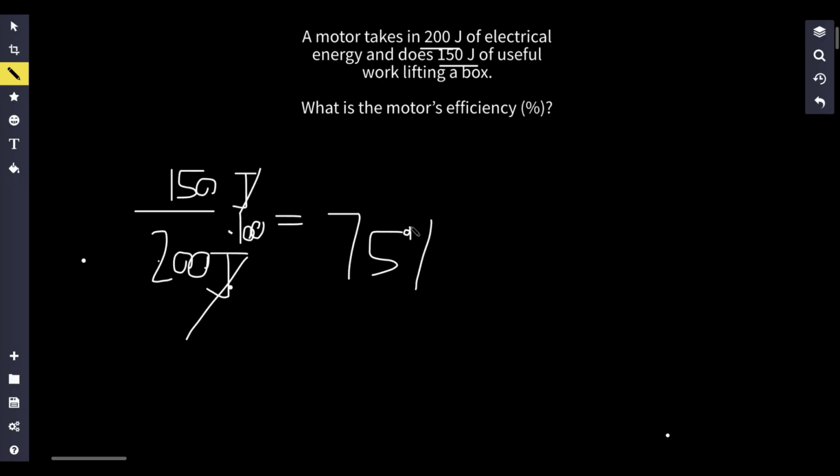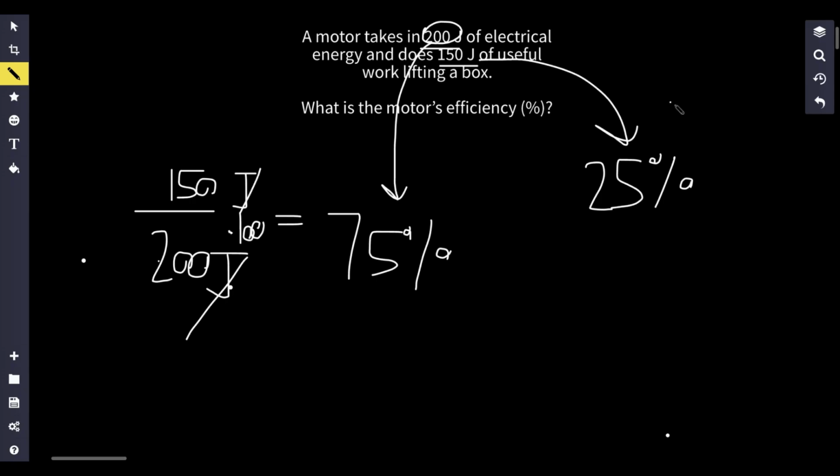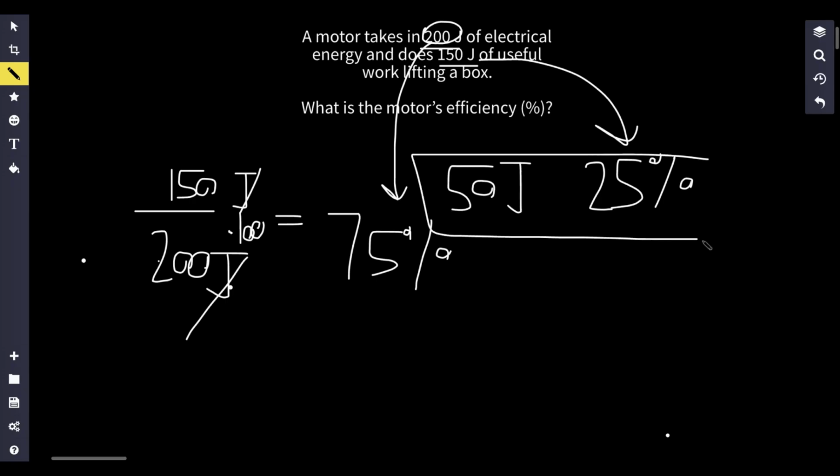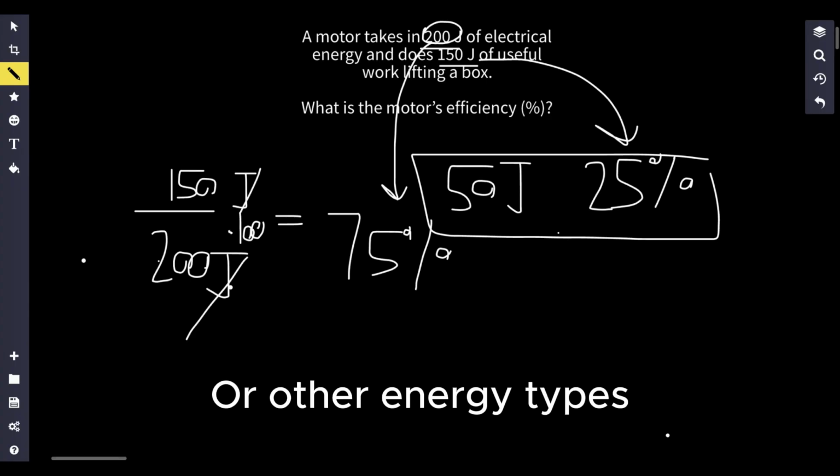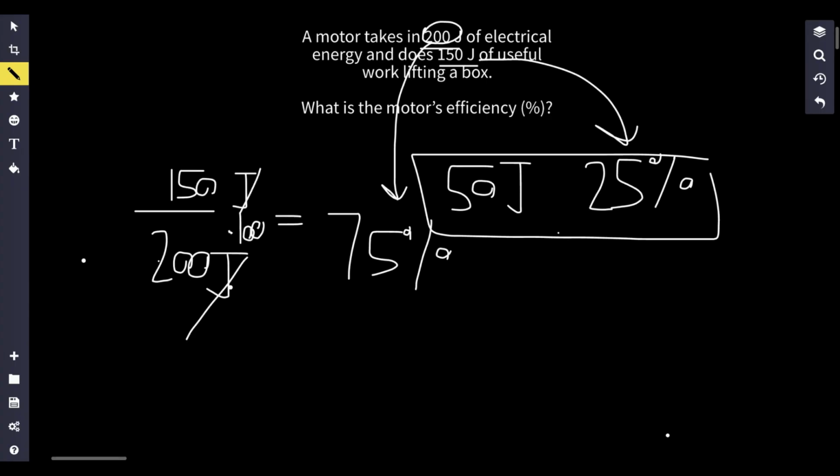So the motor's efficiency is 75%, meaning that 75% of the energy that you put in is actually used for useful work. The other 50 joules, or you can think about it as the other 25%, is lost as heat, all right? Generally, when you're talking about efficiency in real life processes in the real world, they're usually never going to be 100% efficient because a lot of it is lost as heat.